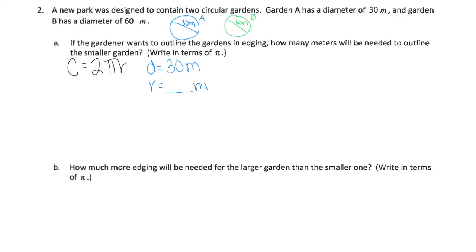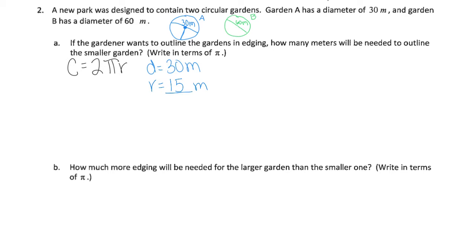Well, radius is half a diameter. So here I'm going to draw the radius of this circle. And so what is the length from the middle of the circle to the outside of the circle going to be? Well, it is going to be 15 meters because radius is half of the diameter.